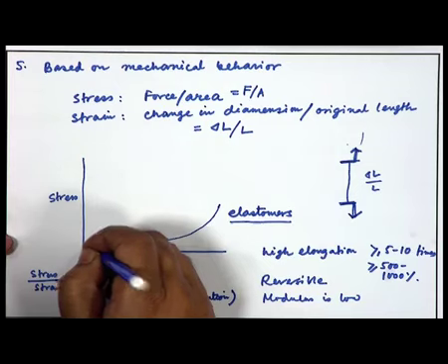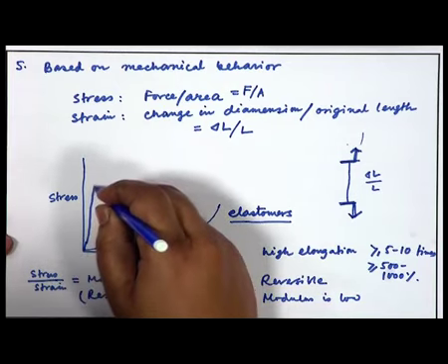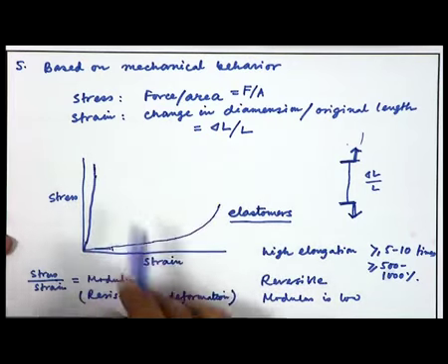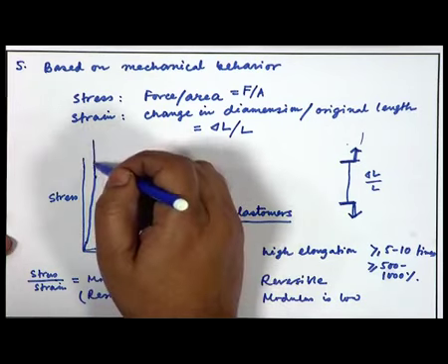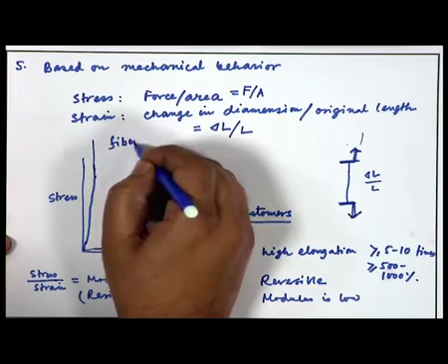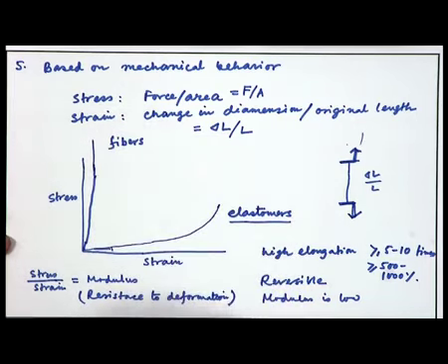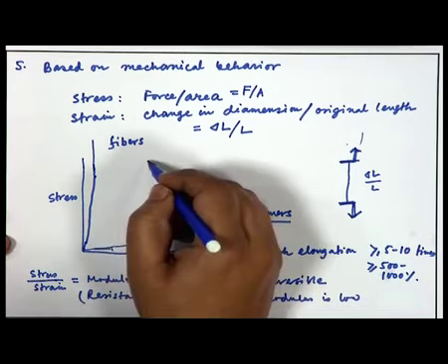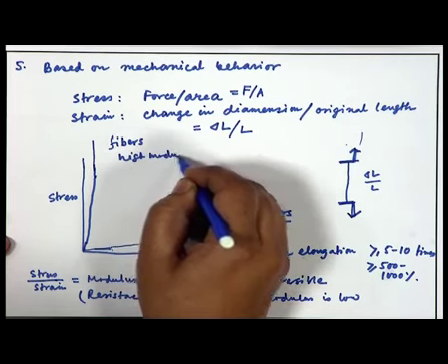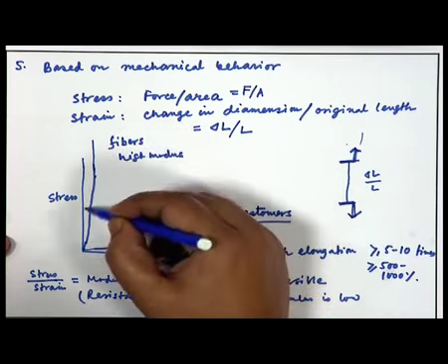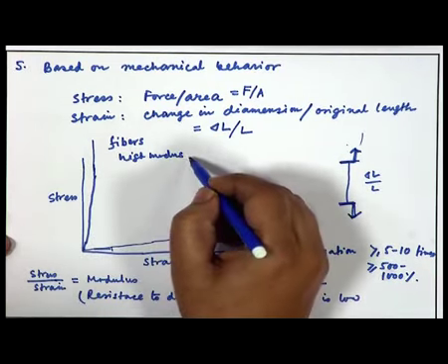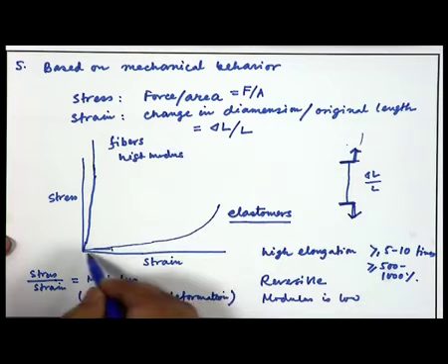There is another extreme case, maybe I should have put it a little narrower in this wide direction, which are called fibers, exactly opposite to elastomers. So, you require high modulus. High modulus means resistance to deformation is very high, and you require much higher stress to elongate these polymers.